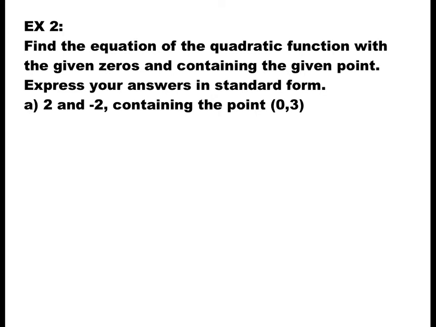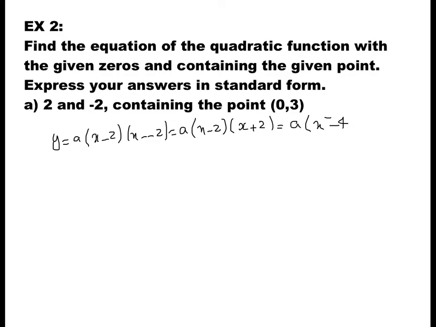In the next example, we have to find the equation of a quadratic function if the zeros are 2 and -2 and it goes through the point (0, 3). So the family of quadratics is going to be y is equal to a times (x minus 2) times (x minus -2), which is a times (x minus 2) times (x plus 2), since x minus -2 is x plus 2. If you expand this one, you get a times (x squared minus 4).